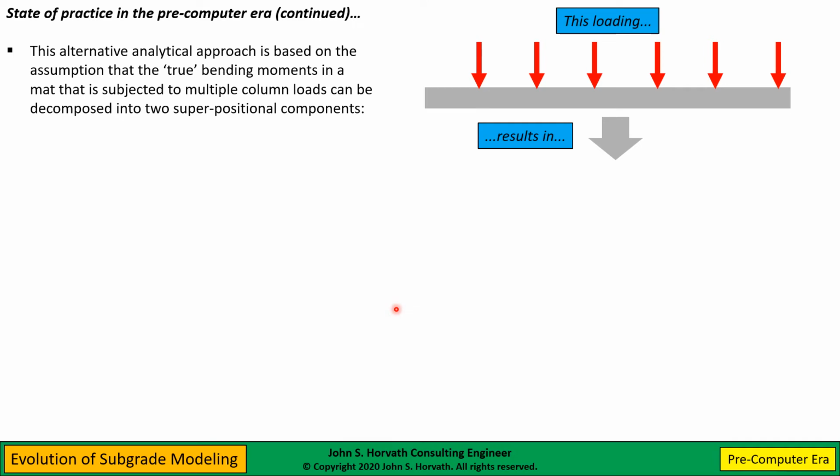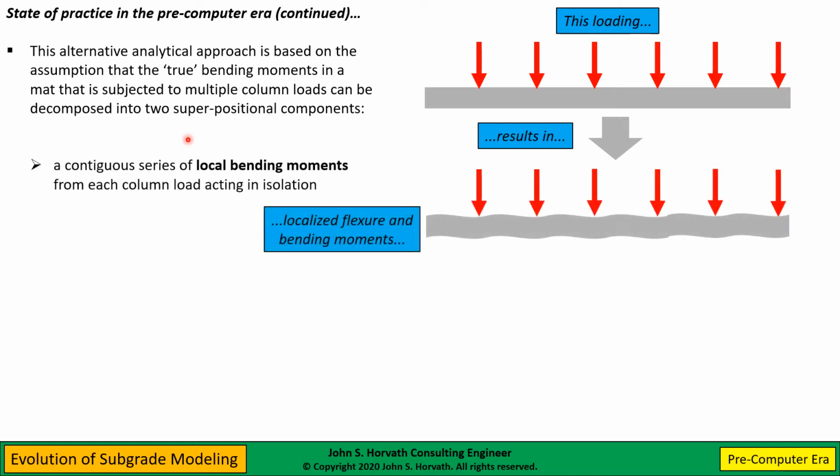Now, this alternative to the conventional or static method is based on the assumption that, again, you have a mat foundation, let's say, with some column loads, and that this actual loading and the bending moments that develop from this actual loading can be decomposed into two components. And these two components are superpositional. So we're invoking elastic behavior and superposition here.